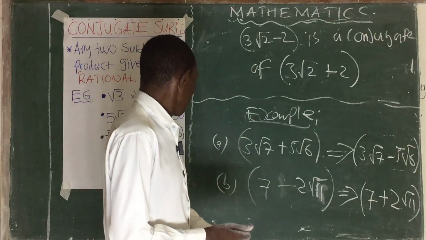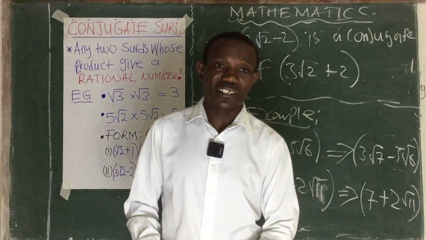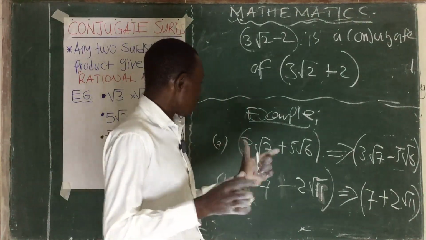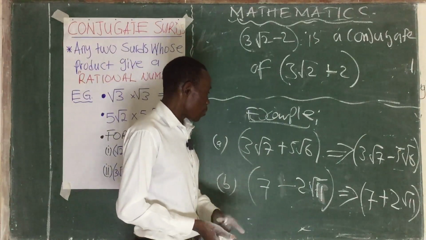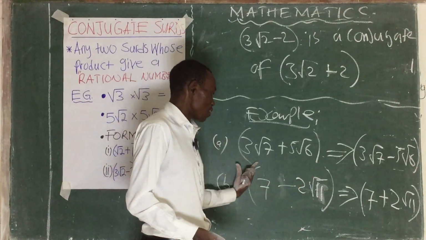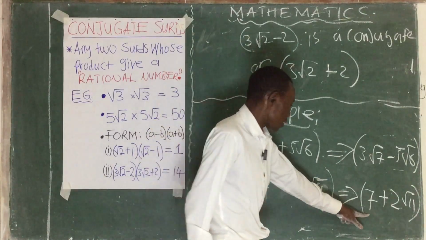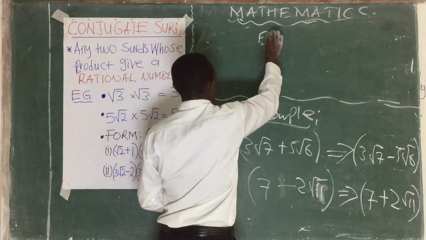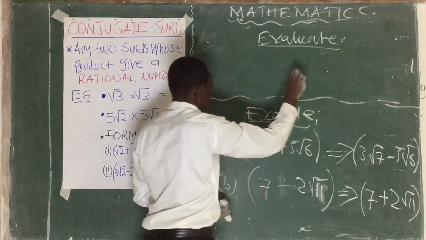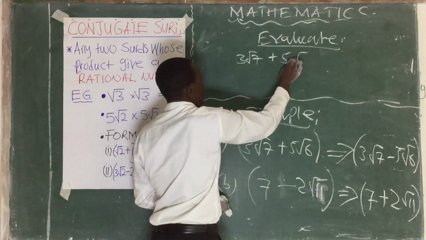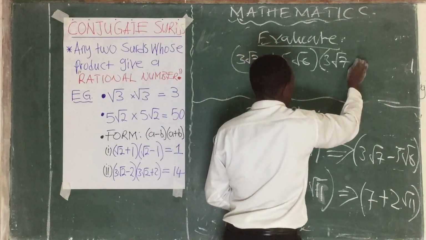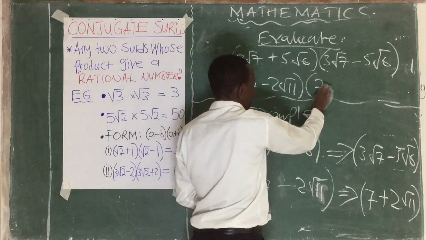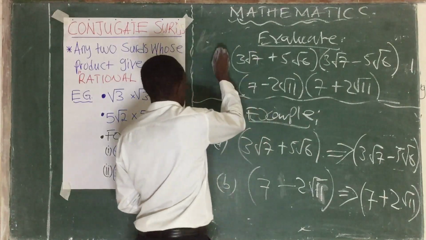Right. So before I leave the setup, I have to at least give you something that you can try, and I want you to do it in a simple method. In the same example which I've just given you, where I asked you to state the conjugate of this and that, I want you to now go and multiply them. Can you evaluate 3 root 7 plus 5 root 6, multiplied by 3 root 7 minus 5 root 6? The same for the other one: you have 7 minus 2 root 11, and the product is 7 plus 2 root 11. Right. So A and B.